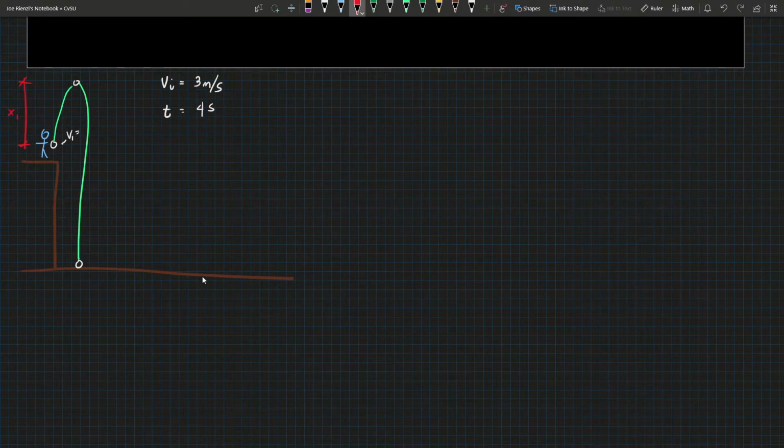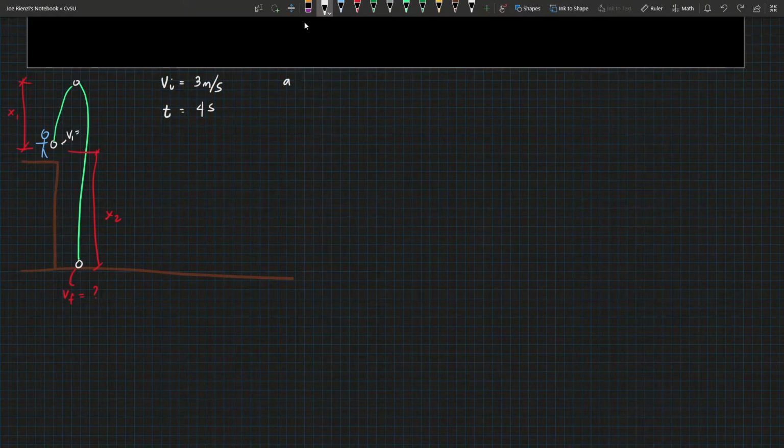And the second is, what is the height of the building? Let me call this X2. And then, what is the velocity before the ball hits the ground? So, that is what we will find out.